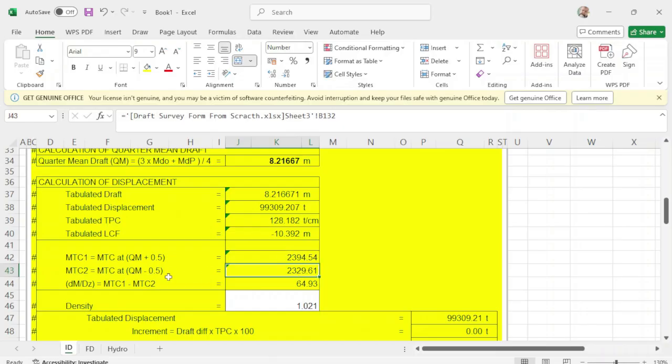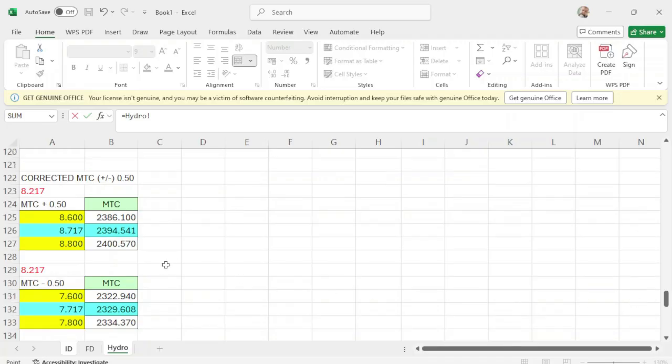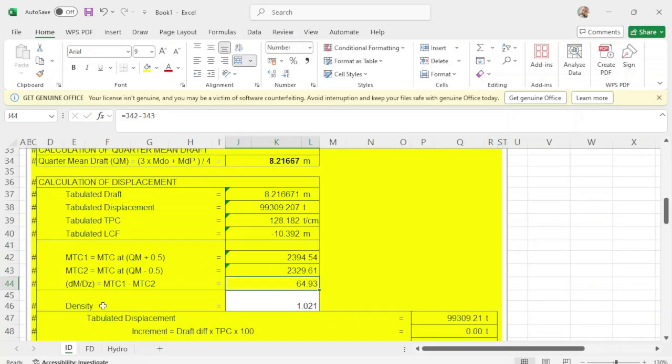Okay. So your minus 50, put your equals, then you go to your hydrostatic table, then you go for minus 50, you go down, minus 50, this is this one, then you click this one, and enter.